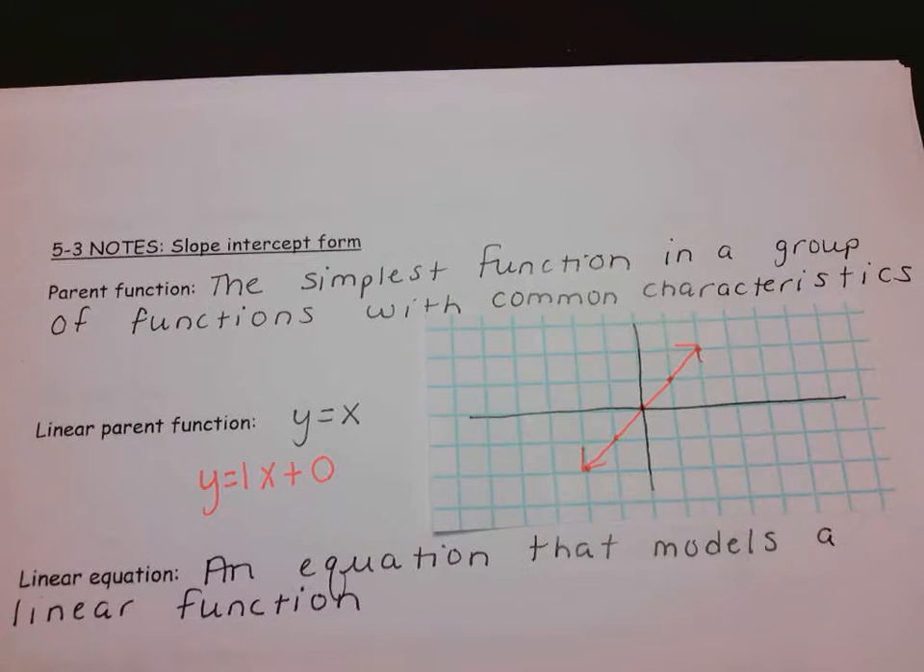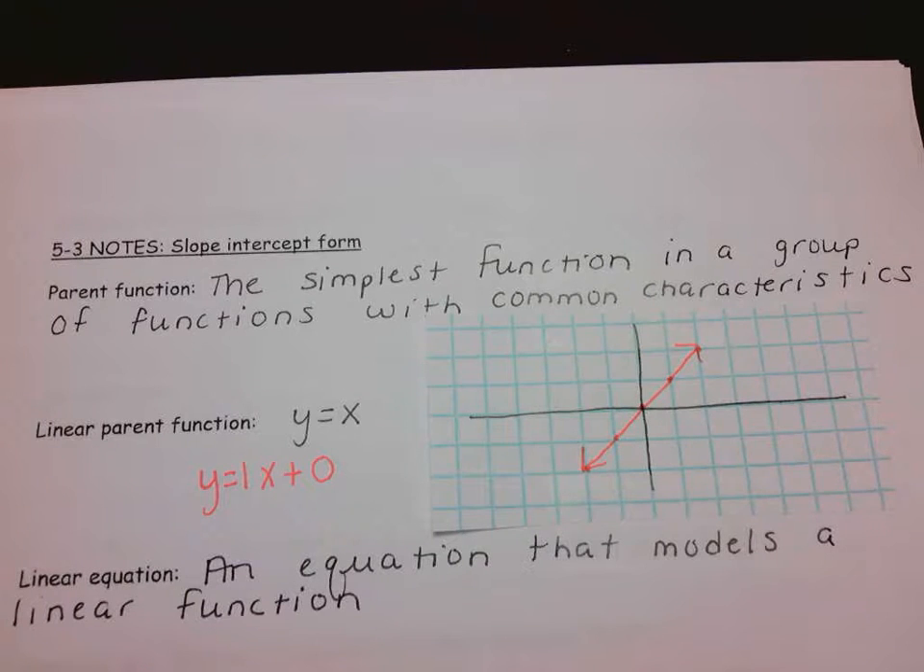This is the video for 5.3 slope-intercept form. I am going out of order in 2 lessons in this chapter for a few reasons, but let's talk about what a parent function is. A parent function is the simplest function in a group of functions that have common characteristics. So the parent function for a straight line is y equals x.